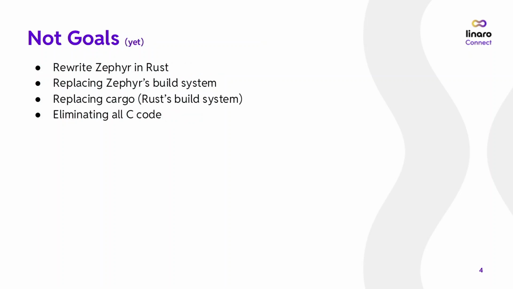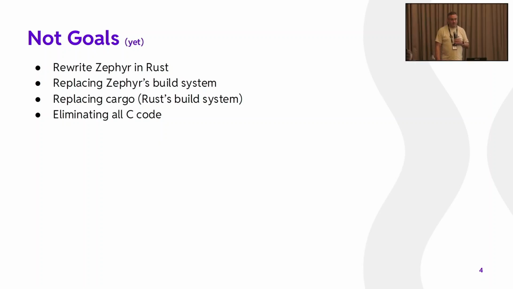So not goals. We're not rewriting Zephyr in Rust. That's a different project. We're not replacing Zephyr's build system. And we're not replacing Cargo, Rust's build system. I mean, both of those are kind of important. If you look at the way the Linux kernel does it, they're not using Cargo. They've incorporated compilation of Rust code as part of the Linux build system. And if we do rewrite parts of Zephyr in Rust, something similar will probably happen.